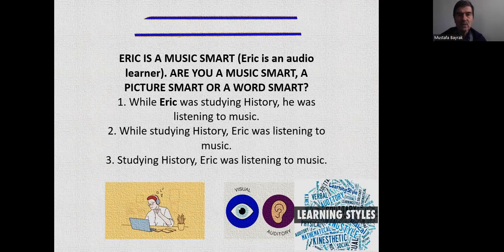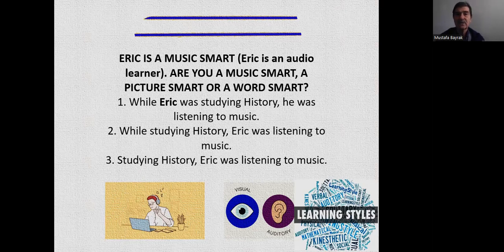Now, number one: while Eric was studying history, he was listening to music. So we have connected the two sentences here as one complete sentence. Number two, now this is the short form: while studying history, Eric was listening to music. Okay, this is also possible.